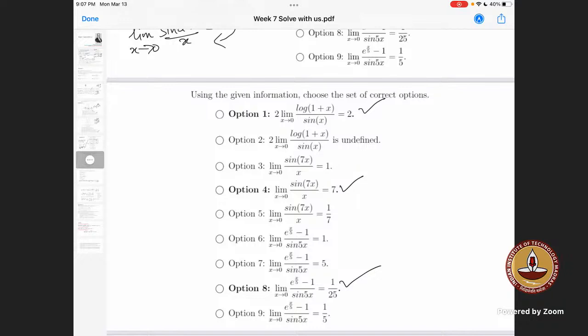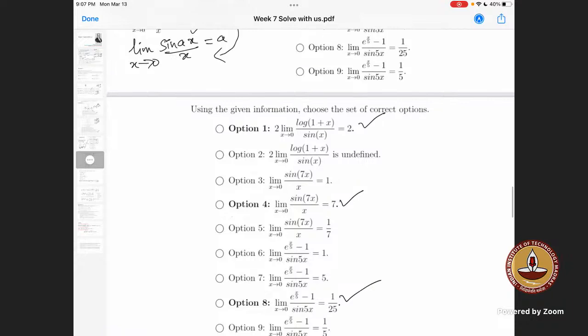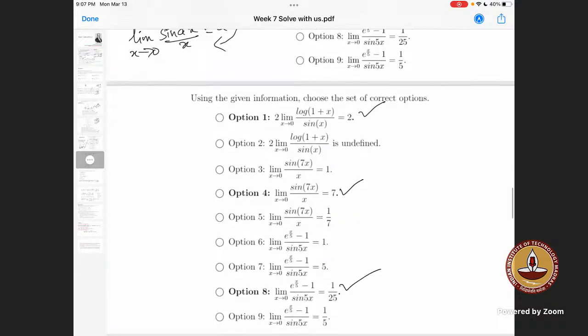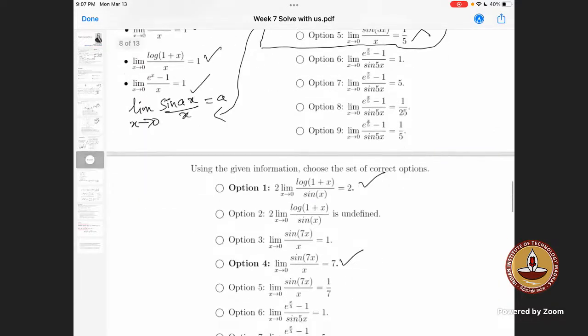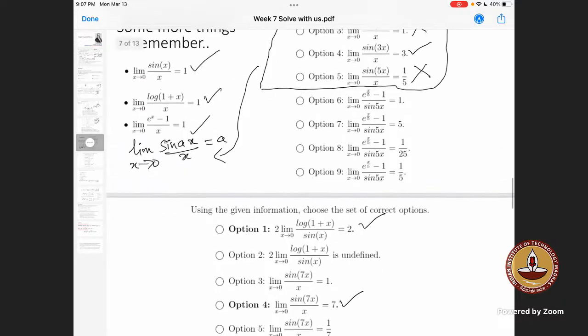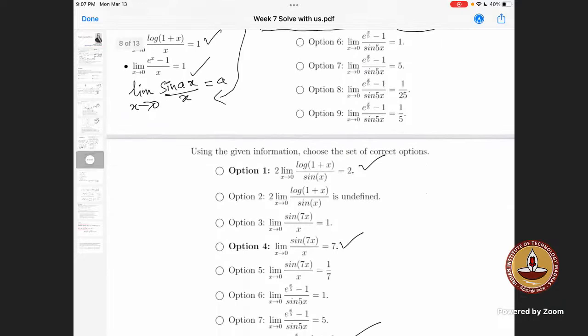Sir, the values you have shown earlier and the values you are showing now are different. For option 4, can we say that x upon sin x is also going to be 1? Yeah, x upon sin x, limit x tends to 0, is also 1.